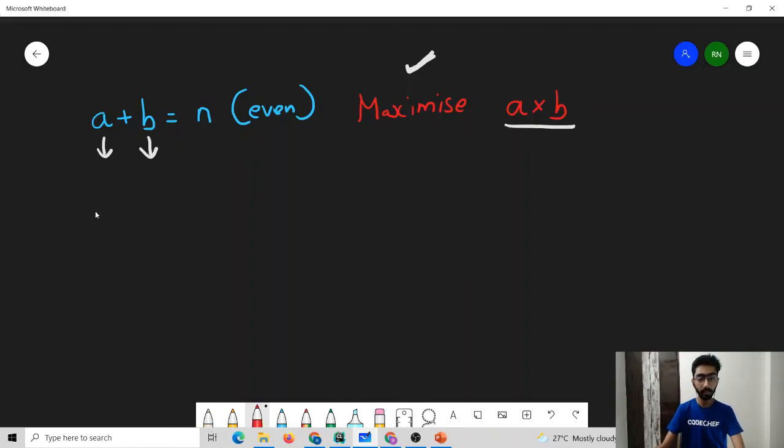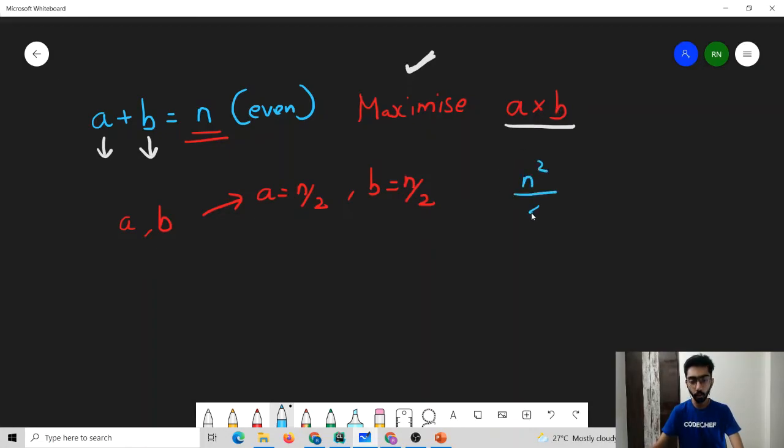So let us come up with a greedy solution. Firstly, I will come up with a greedy solution such that the a and b values we choose should be as close to each other as possible. In other words, if n is even, then our greedy algorithm would be that a should be equal to n by 2 and b should be equal to n by 2. This is a feasible solution because a plus b is still n. And what will our a times b value be? Our a times b value will be n squared by 4.